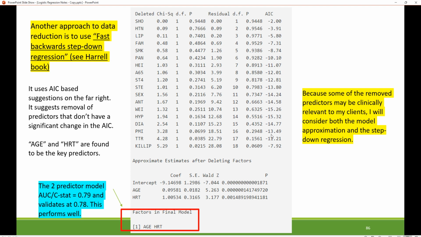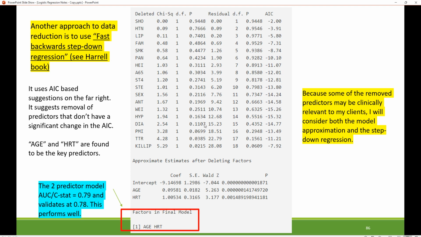As for how it works, it uses AIC-based suggestions on the far right, in that column AIC. It suggests removal of predictors that don't have a significant change in what's called the Akaike Information Criterion, or the AIC. So we can drop all of these predictors, all but 2, and it gives us a model that's not significantly different in its predictive power than the original model.